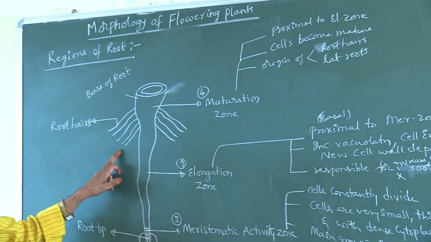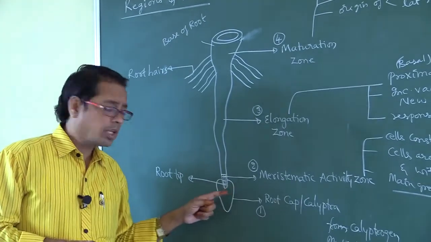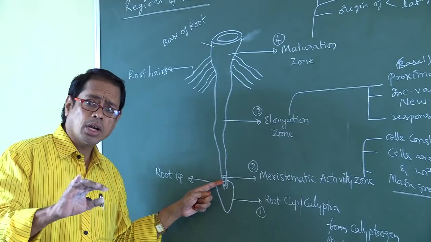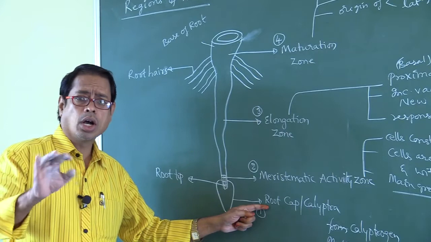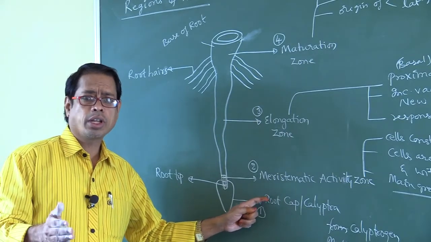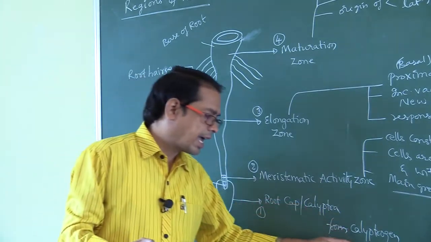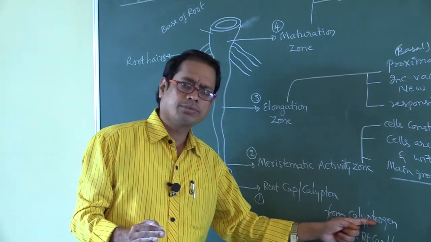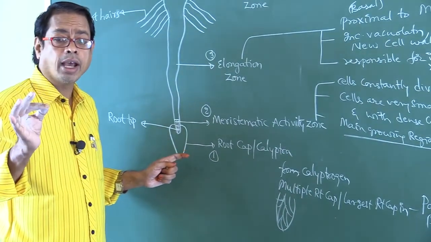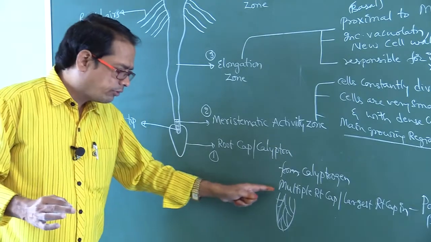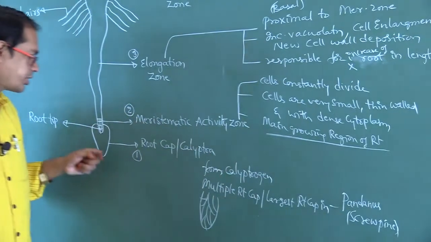A few points. What about the root cap or calyptra? The root tip is covered and protected by a thimble-like structure called the root cap, also called calyptra. This root cap is formed from a meristematic zone called calyptrogen. Generally, a single root cap is present, but multiple root caps, the largest root cap with multiple sheaths, are found in Pandanus or screw pine.